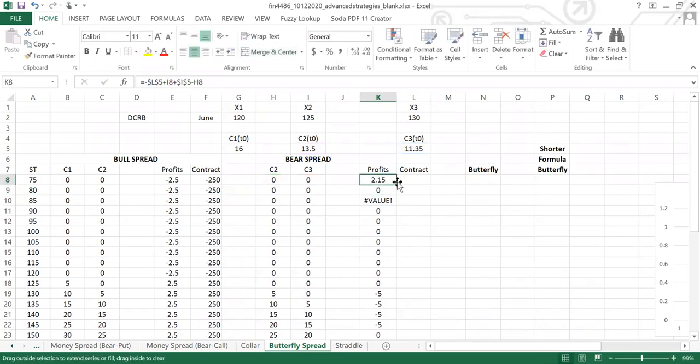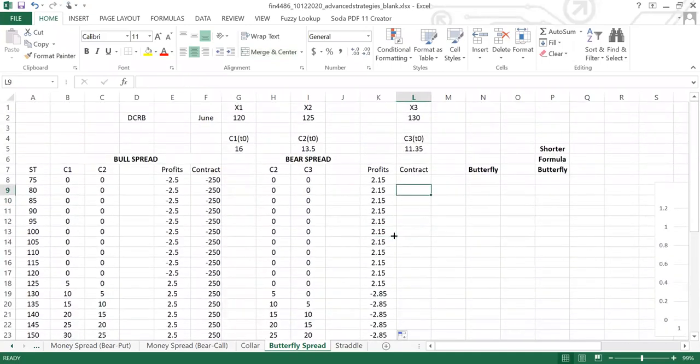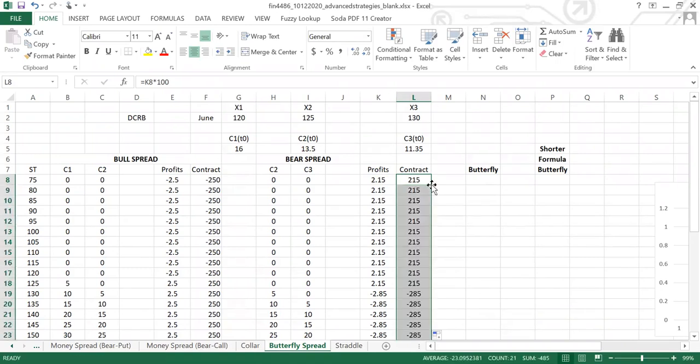So now we can scroll down, and we notice the shape, or the direction, that we are expecting, which is we're getting profits if the stock price is low, we're getting losses if the stock price is high. Finally, we just multiply this by 100, because we cannot buy a single option of each one, but we need to buy 100. So we need to construct 100 butterfly spreads basically.